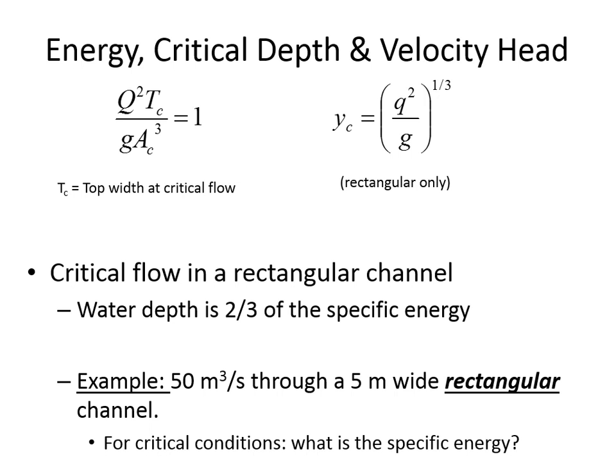The other formula that gets misapplied is that energy is always 3/2 of the depth, and that's not true. It's only 3/2 of the depth when it's critical depth. Then you can find the specific energy that way.